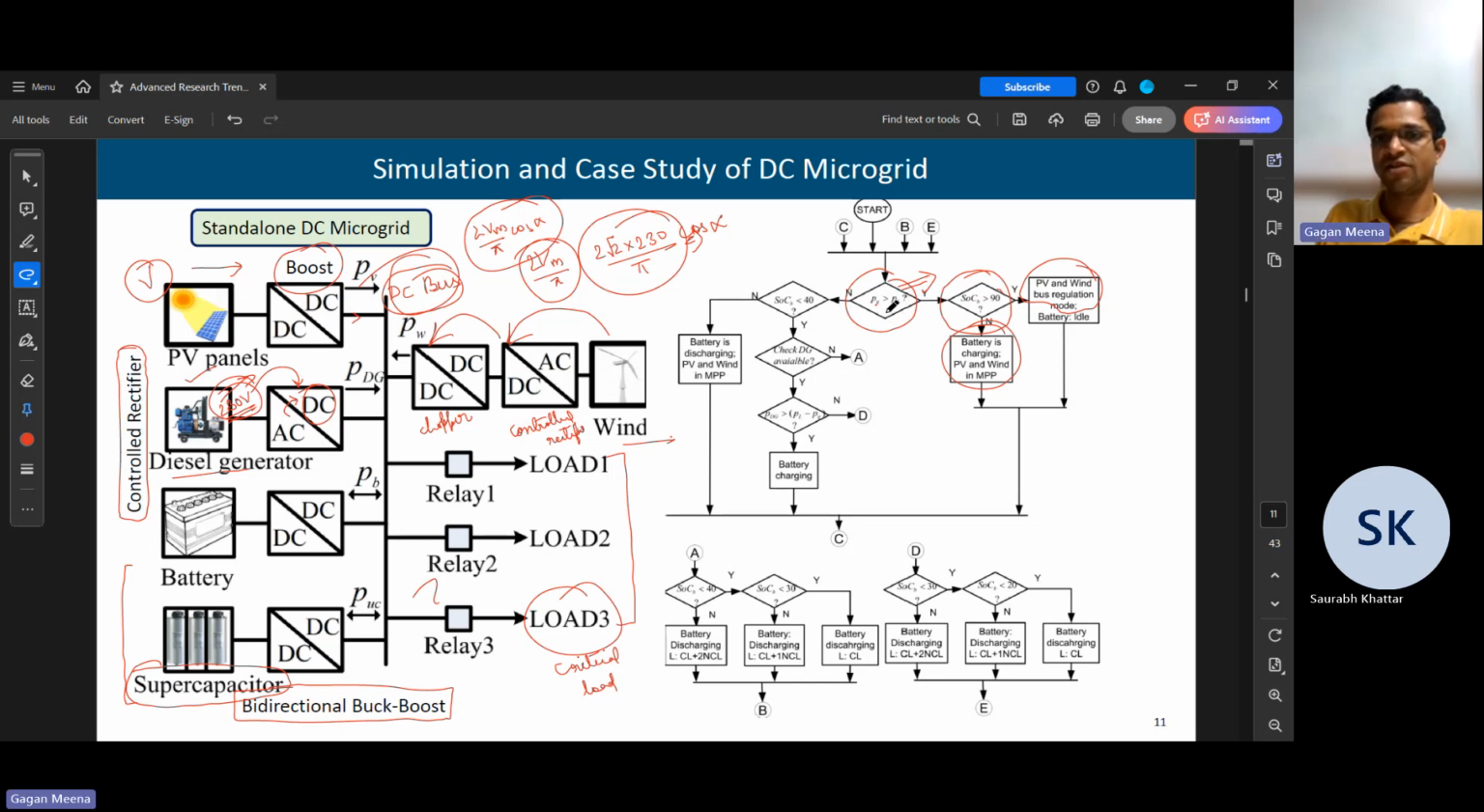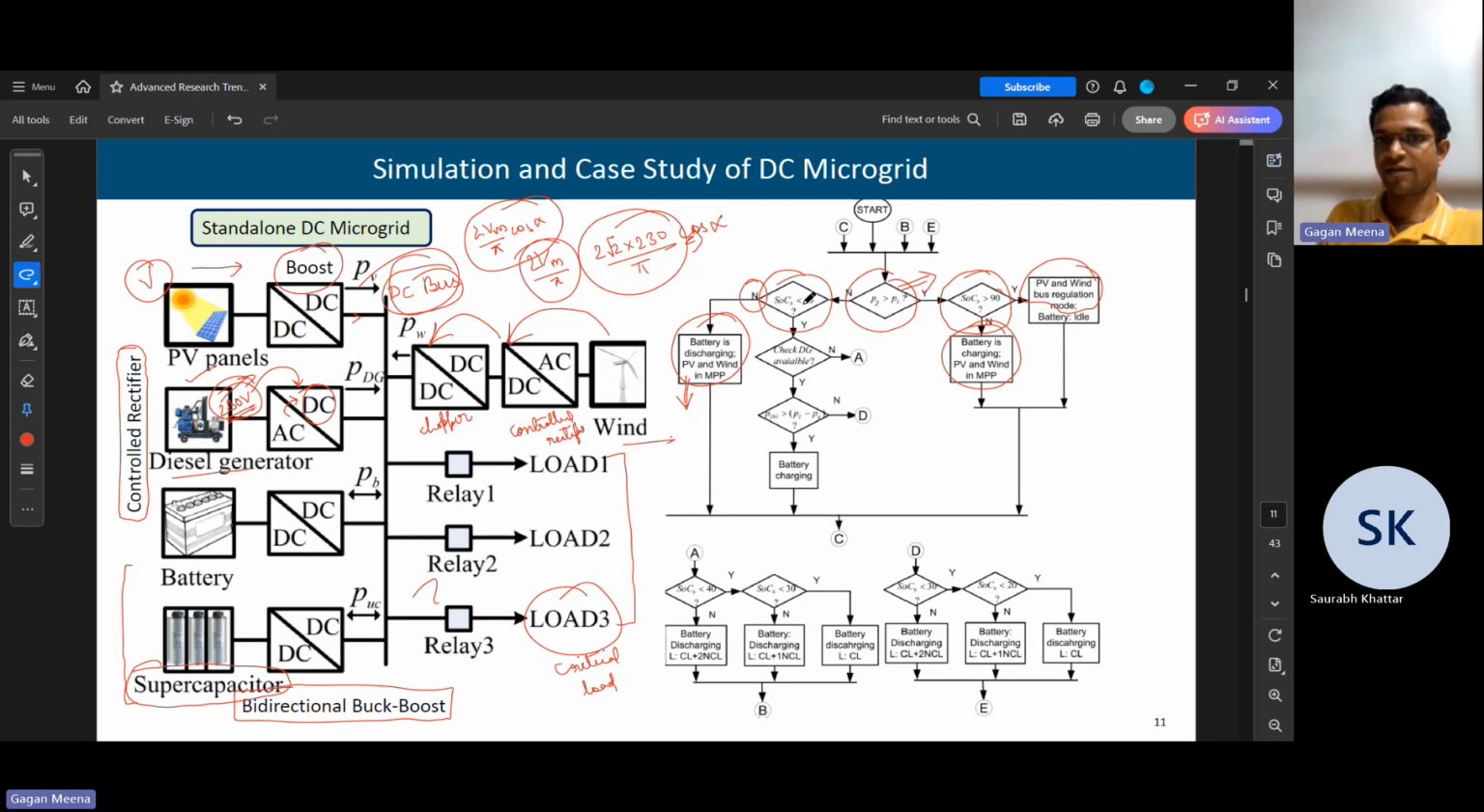Now, if the generation is not more than the load, generation is less than the load, then we check what is the status of the battery. If the SOC is not less than 40%, then the battery will discharge and PV and wind operate in maximum power point. So whatever is there, we want to extract the maximum from PV and wind, and the remaining the battery will supply.